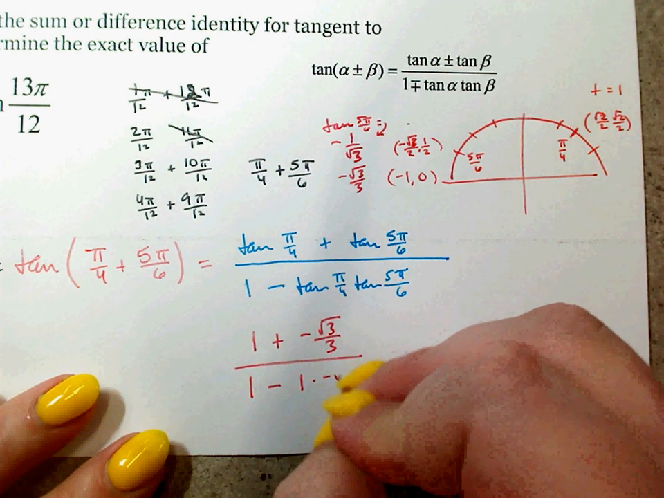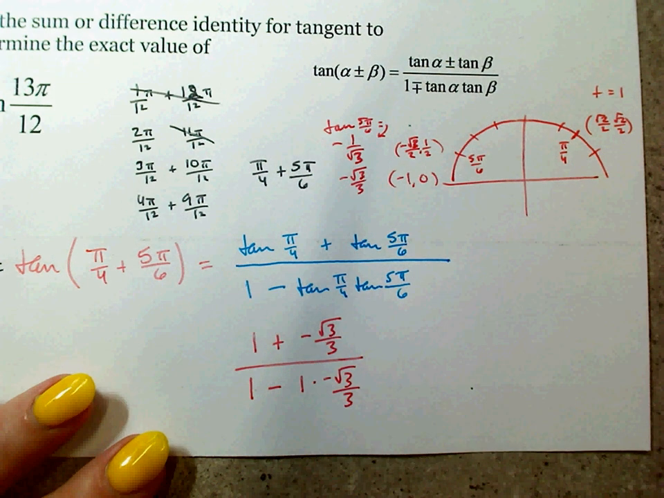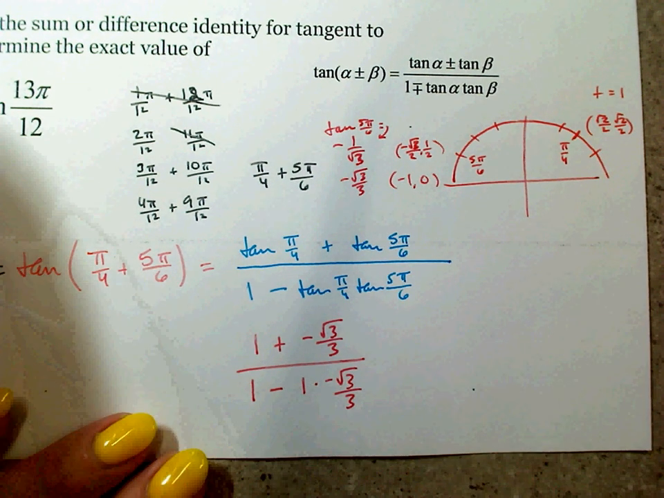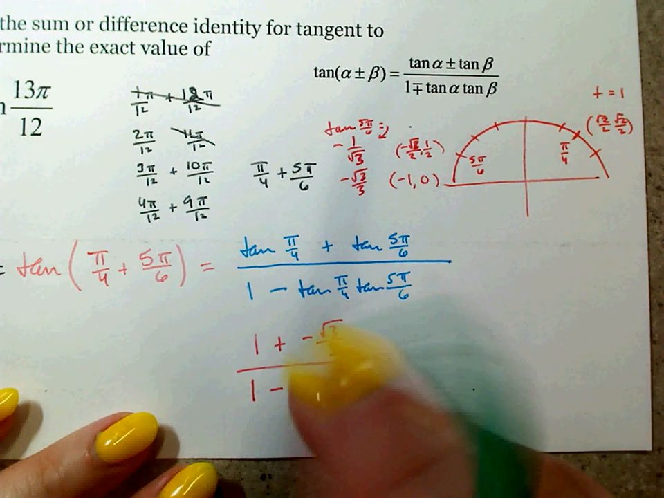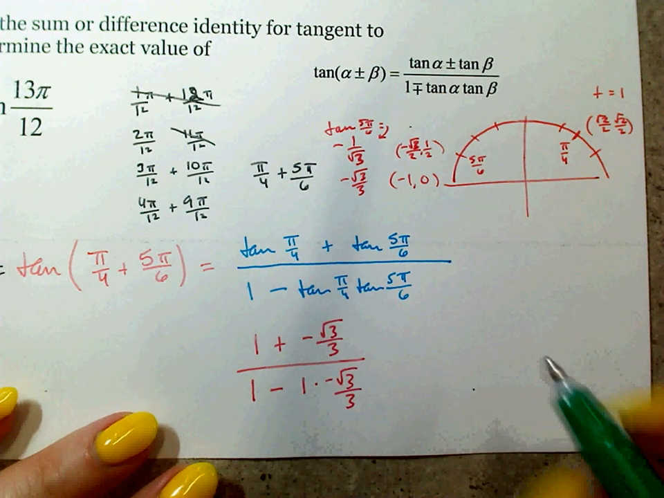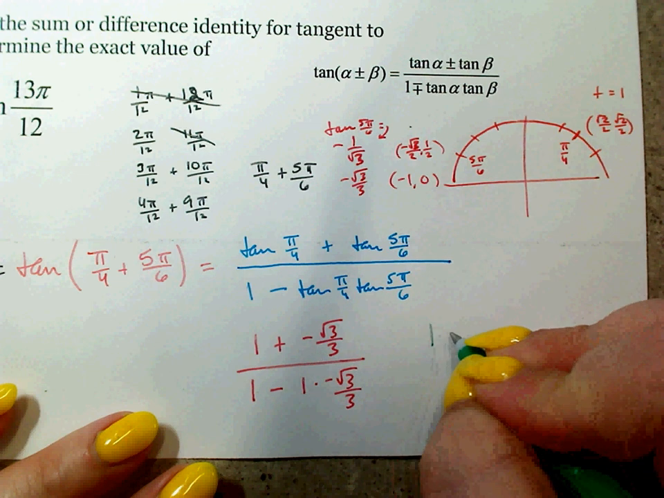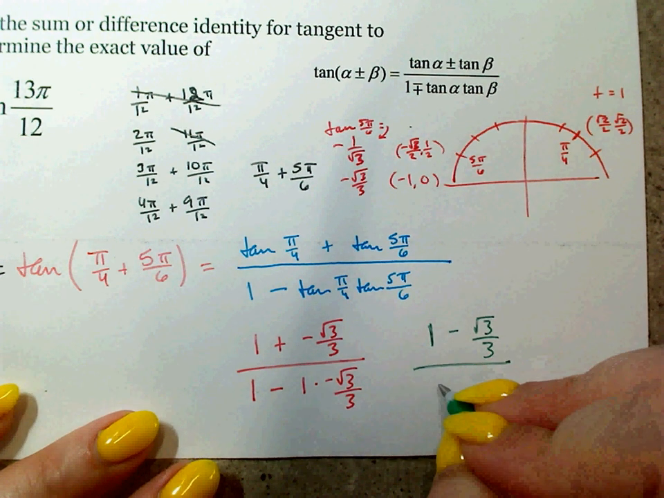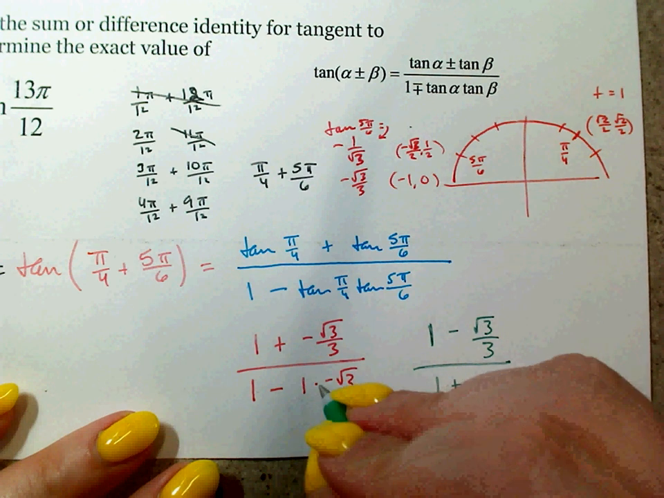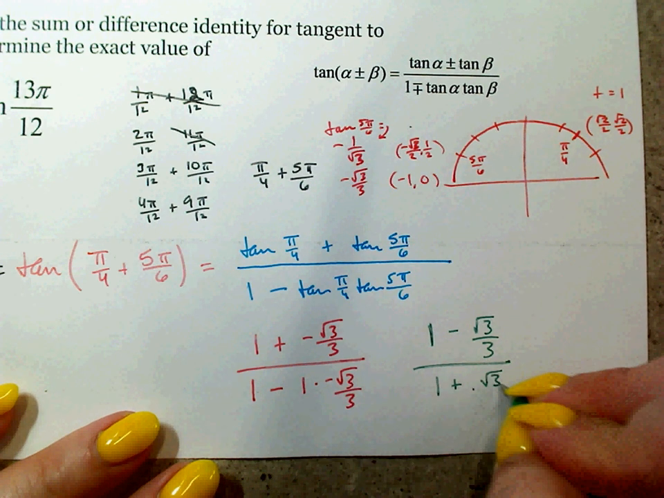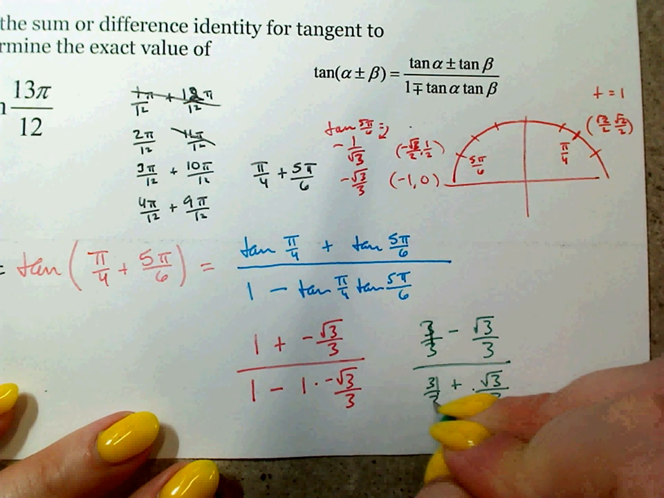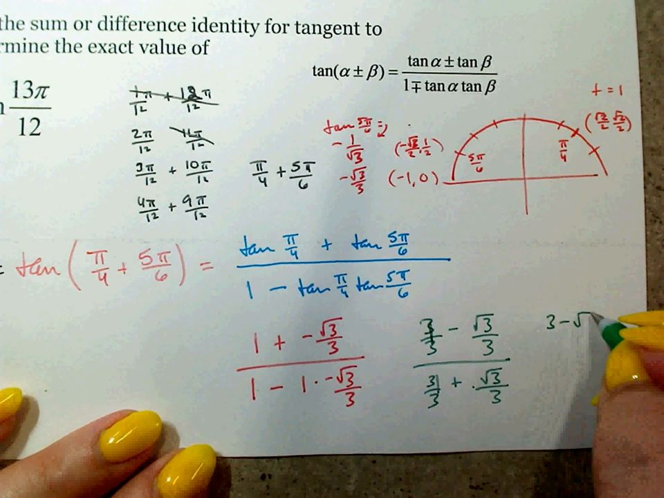Okay, I'm going to rewrite this. I'm going to simplify the negatives and all that, and then we'll deal with common denominators. So I've got 1 minus square root of 3 over 3, over 1 plus, because a negative times a negative, square root of 3 over 3. Common denominator will be 3, so multiply to add 1 in my 3. And then I've got 3 minus root 3 all over 3, over 3 plus root 3 all over 3.